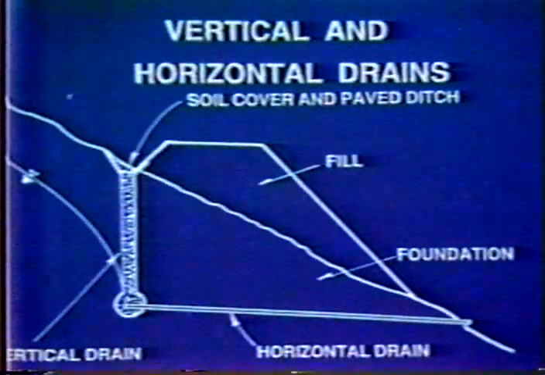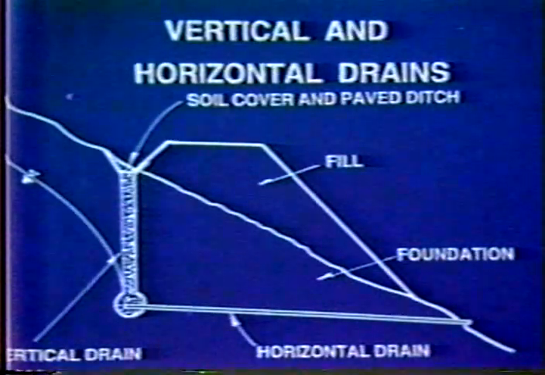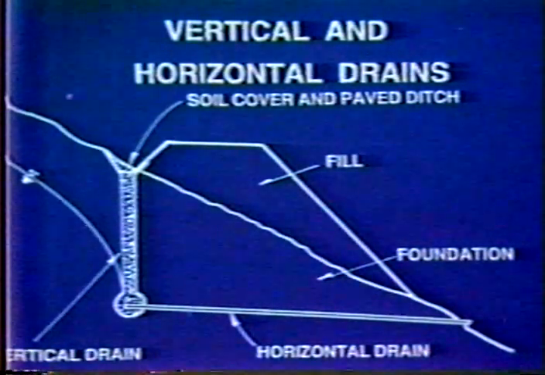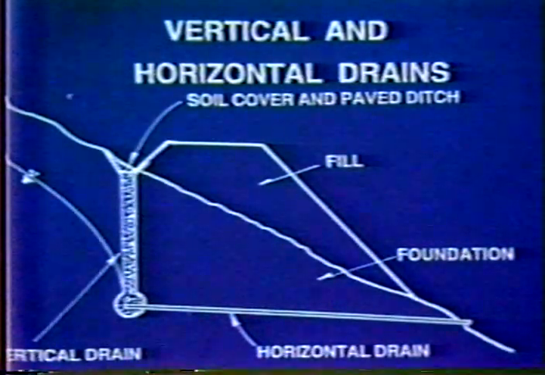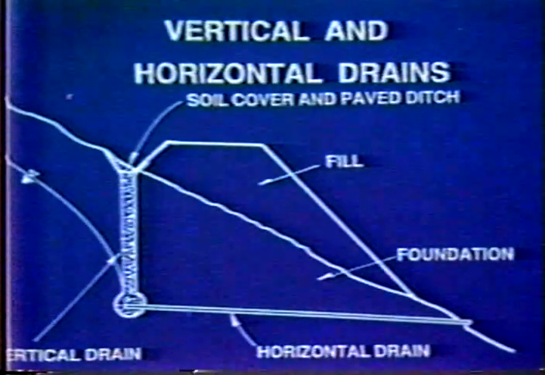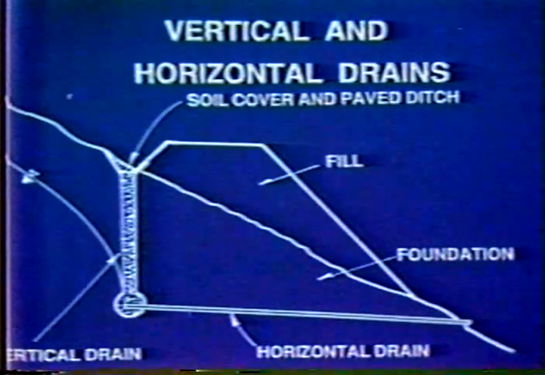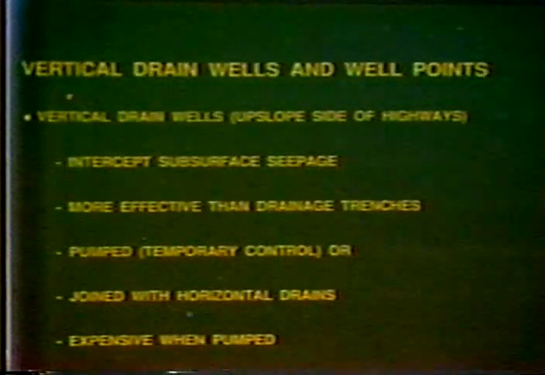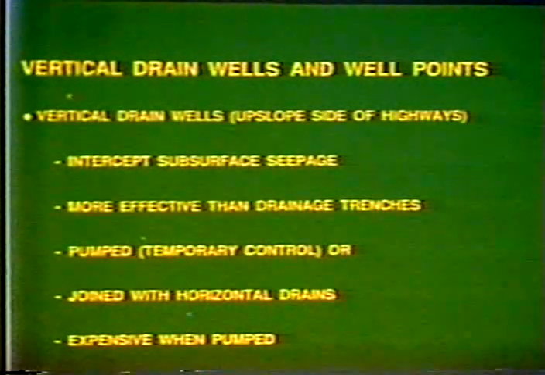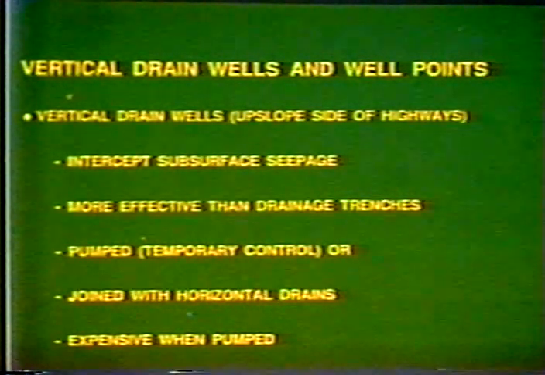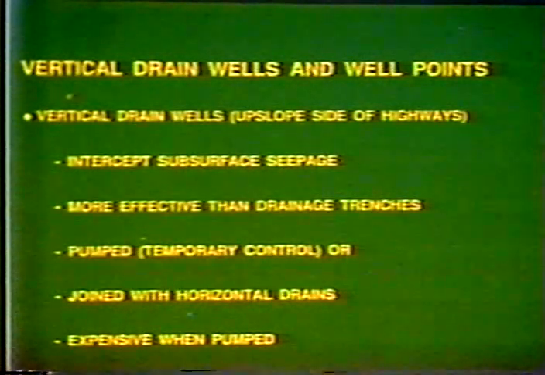Okay, another method of controlling subsurface water, vertical drain wells. Basically, this is a concept of drilling a hole in the upslope where that trench was. Instead of using the trench, we're drilling a hole we're backfilling with gravel or sand. What we're trying to do there is to intercept the water table. Generally, the vertical drain wells can be more effective because we can go deeper and we can have a better chance of intercepting the subsurface water or groundwater table.